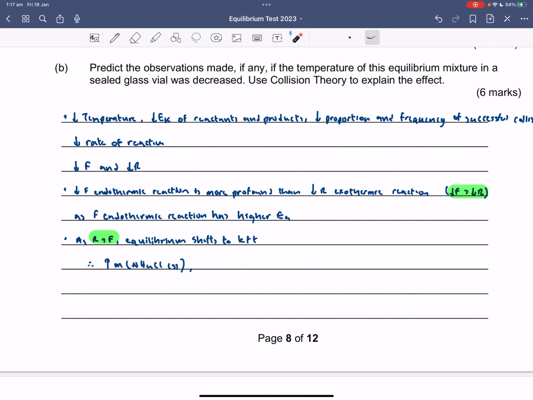Okay, so if equilibrium shifts to the left, there is an increase in the mass of this, and remember we have to bring it to observation. So therefore, if you have to write observations: increase in the size of the white solid. Increase in the mass of the white solid at the bottom of the beaker. Okay, bottom of the vial, glass vial.